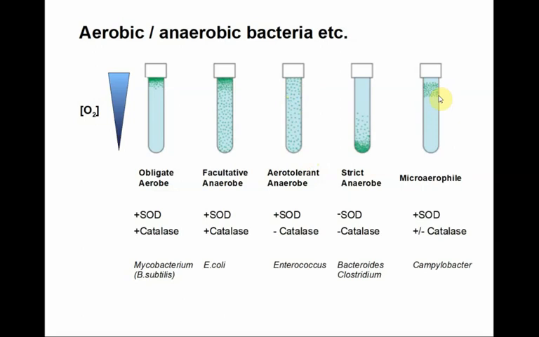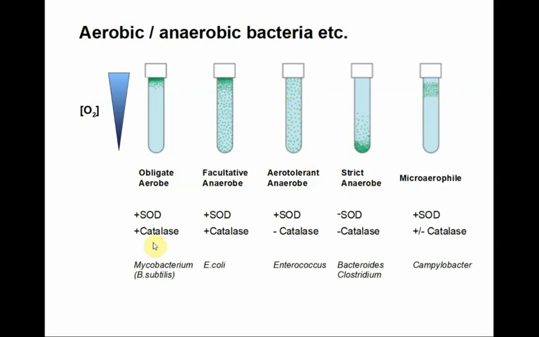So why is oxygen toxic? Well, oxygen metabolism, using oxygen in respiration as a terminal electron acceptor, can generate reactive oxygen intermediates, hydroxyl radicals, superoxide radicals, which are very reactive and very toxic. So any bacterium that wants to survive in the presence of oxygen has to have some way to get rid of these toxic forms of oxygen.